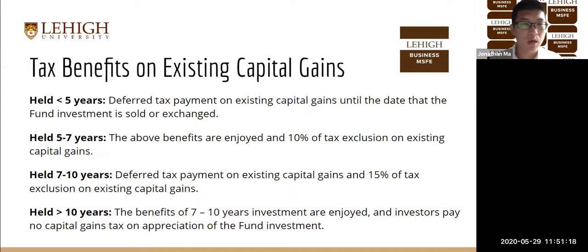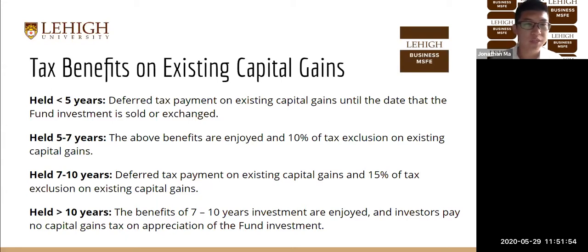The third part is the tax benefit on existing capital gains. To be able to invest in this fund, the investors are required to put their capital gains from other investments, like the profit from the mutual fund, private equity fund, real estate, or any kind of investment products. The investors need to pay taxes on their initial capital gains from those investment tools. However, if they invest that money in our fund, they will enjoy some tax benefit, depending on the time period they keep their money in our fund.